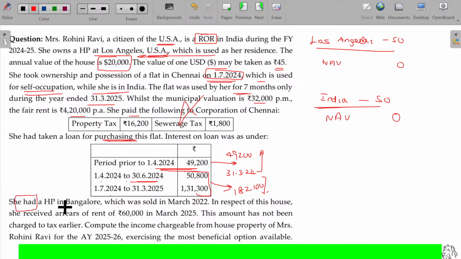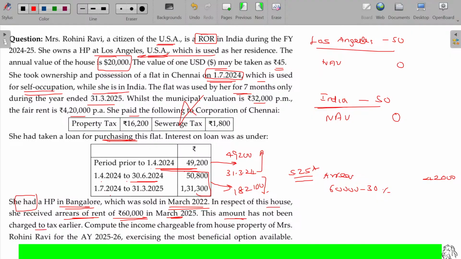She had an earlier house property in Bangalore, which was sold some years ago. In March 2022 itself, it was sold. In respect of this house, she received arrears of rent of rupees 60,000 in March. If there is any arrear rent, what happens then? Section 25A will be applicable. As per that, whatever rent you receive, a flat 30% is deducted and the balance will be taxable. How much is that? 42,000 will be the taxable income from house property.